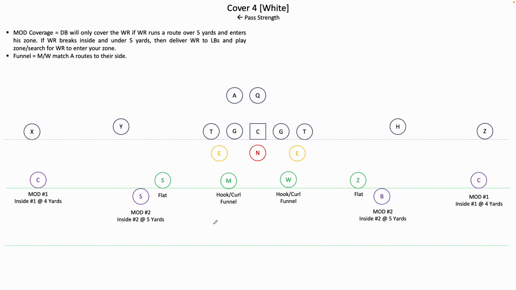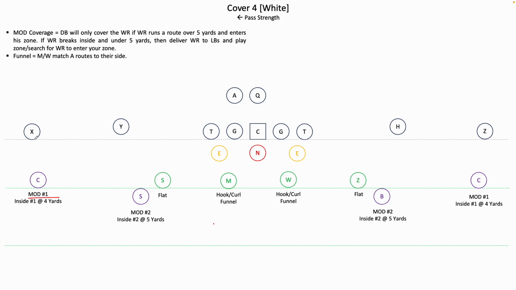And we're going to drill this a lot, guys. We're going to drill this a lot to make sure that we are following the rules of the mod coverage and we're not getting confused. One of the things I touched on that I'll just talk about real quick is the corner will mod the number one, but the number one can switch. This isn't necessarily the number one. Okay, it's whoever comes into his zone.